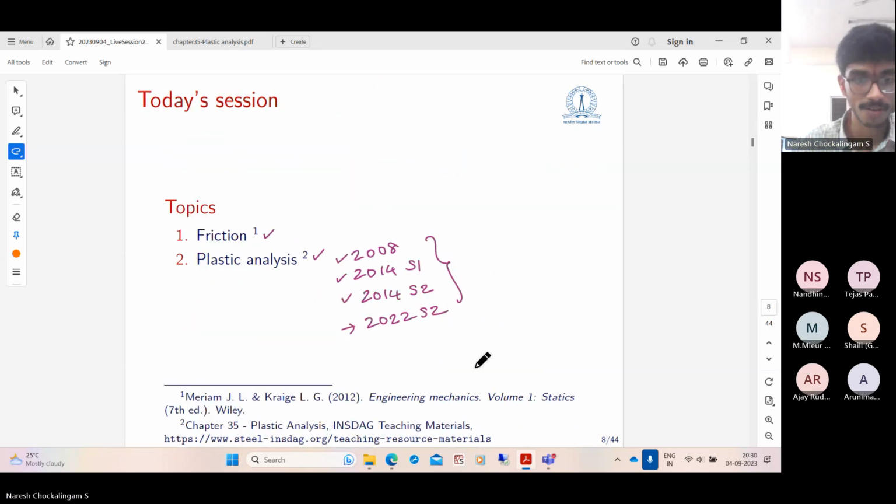Yeah. So you can go to this INSDAG teaching materials. I don't remember the expansion. So this is a wonderful resource for design of steel structures. Starting with basic design of steel structures into inelastic design and stiffener design, all of it is very nicely covered in this set of teaching materials. As usual, I'll upload the presentation so you can check out this link.